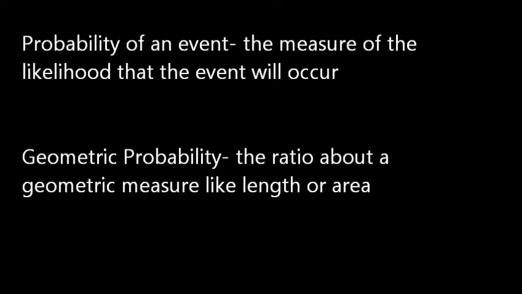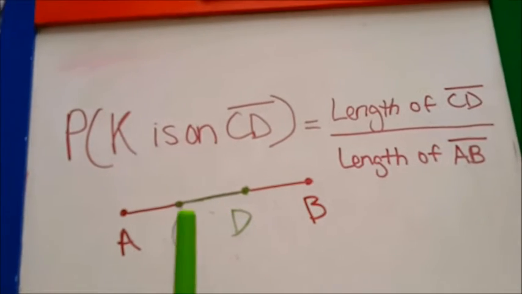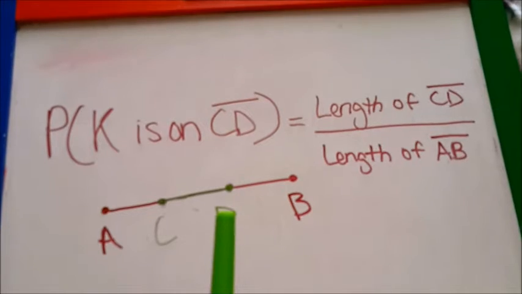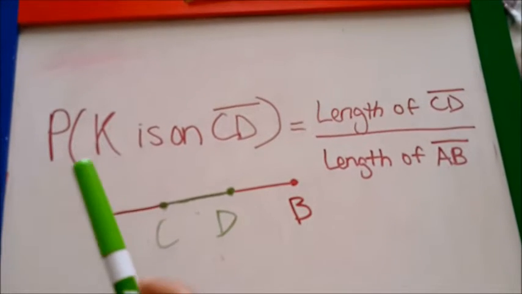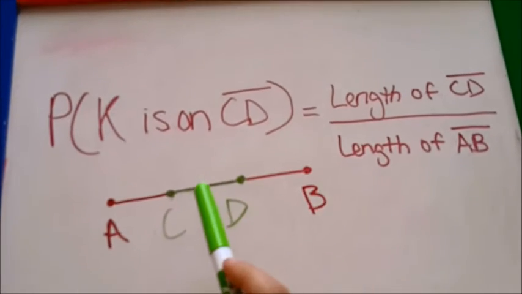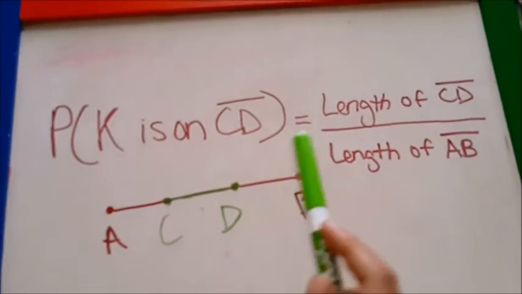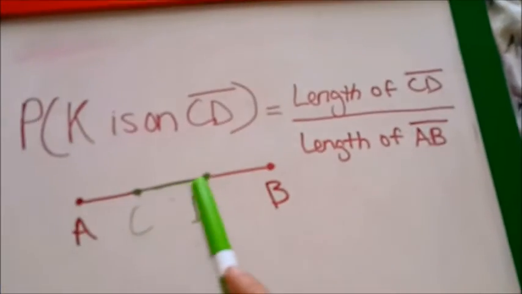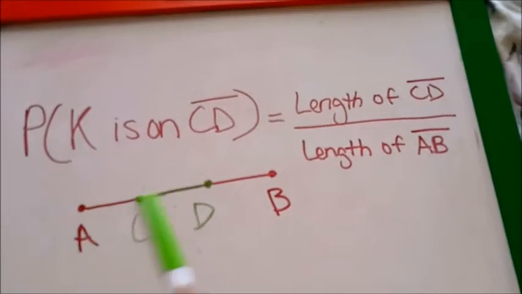Use geometric probability. The probability of an event is the measure of the likelihood that the event will occur, while geometric probability is the ratio of a geometric measure like length or area. An example of probability of length would be like this. The probability of K being on CD would equal the length of CD over the length of AB.